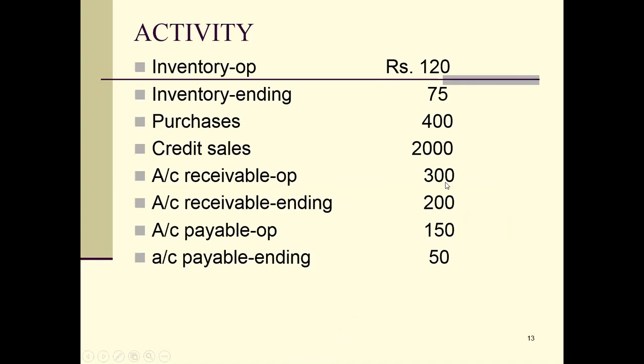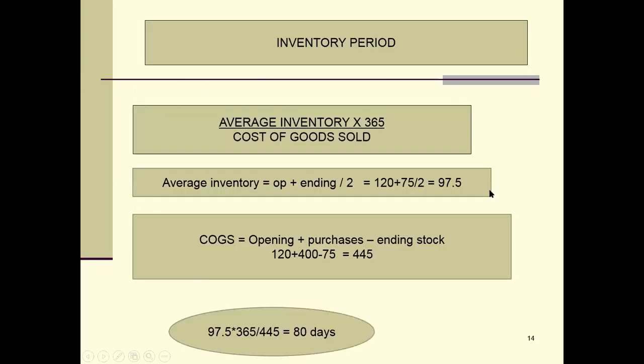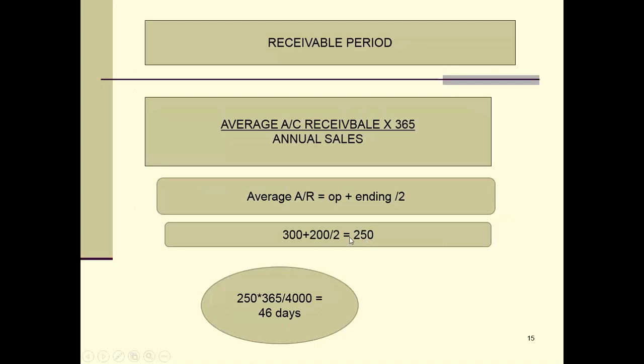Your opening receivable is 300, your ending receivable is 200, so you can add these two and divide by 2. Keep it in mind, and again check credit sale is 2000. If you keep these things in your mind, you see that I calculated average receivable over here and put all the data over here. So 250 multiplied by 365 divided by annual sale is 4000, so it is giving me 46 days. 46 days means in 46 days we are able to sell our stock and recover our amount from our customers, means your customers are taking on average 46 days in which they pay you your amount.